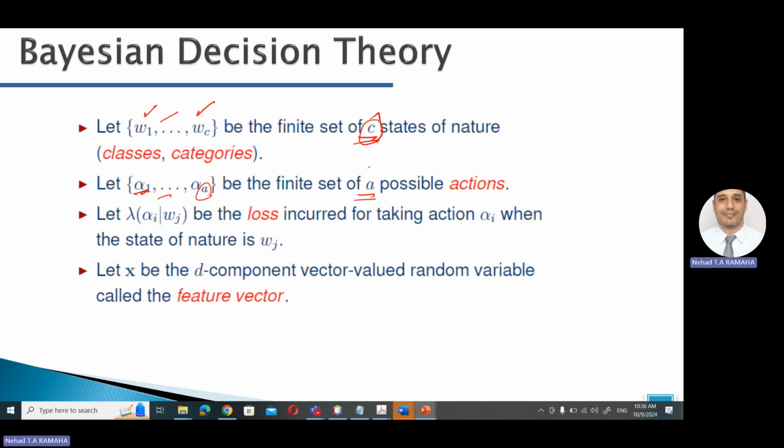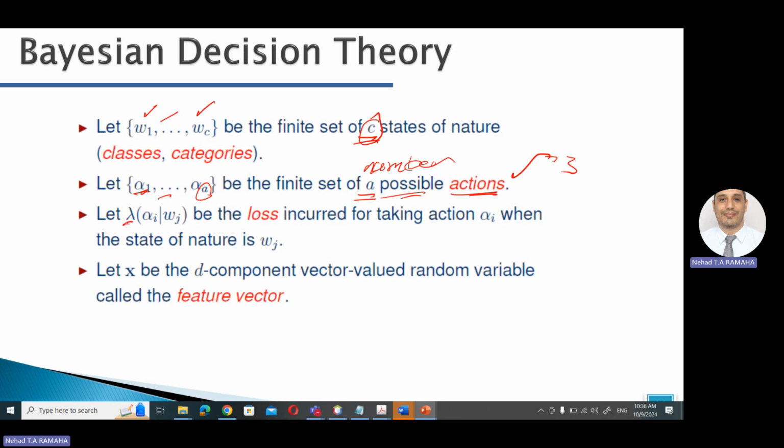A means the number of possible actions. So if the possible actions number is 3, then A equals 3, then we have alpha 1, alpha 2, alpha 3. What is alpha? Specific actions that we will take. Select the class 1, reject the class 1, and so on. The actions.